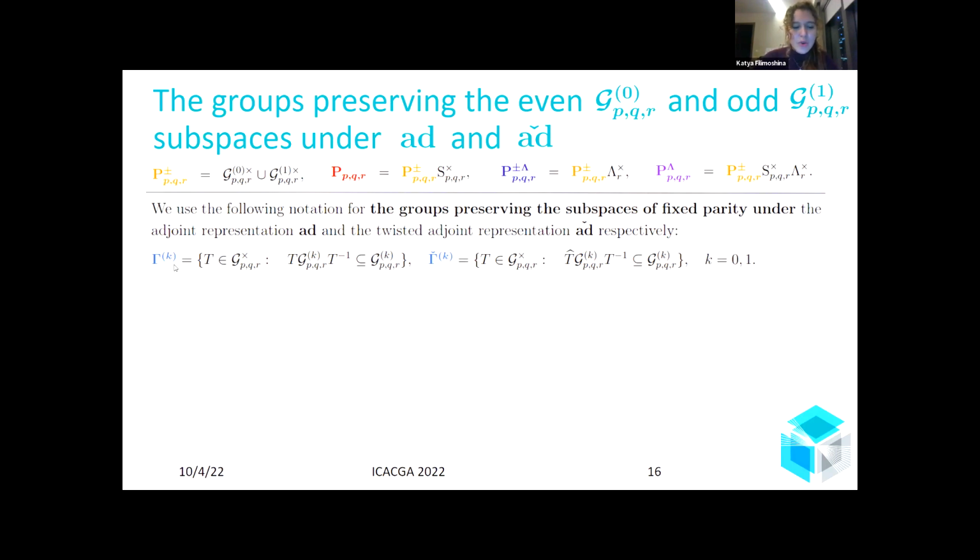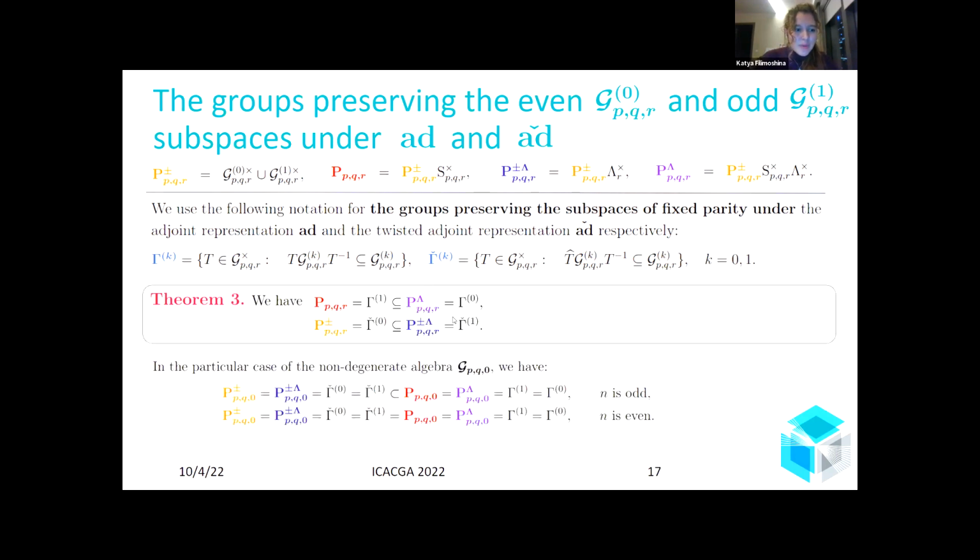Note that these groups gamma are the analogs of the well-known Lipschitz group, which preserves the grade 1 under the twisted adjoint representation. The spin group is a subgroup of the Lipschitz group. And our four types of Lie groups can be interpreted as some kind of analogs of the Lipschitz group.